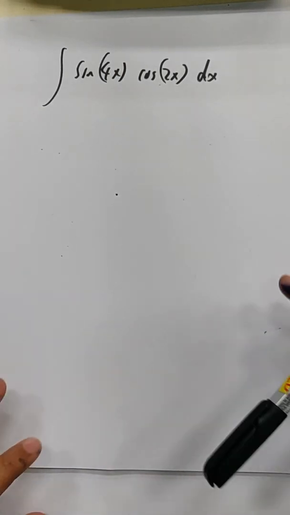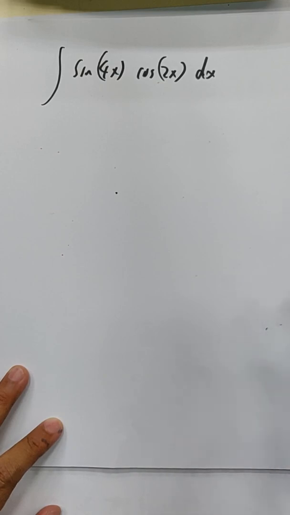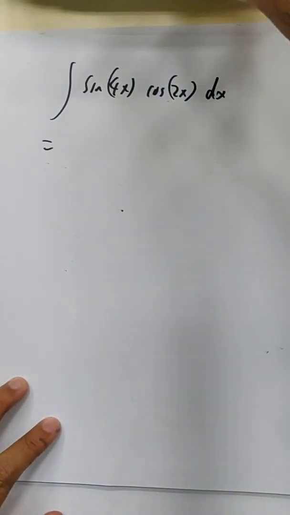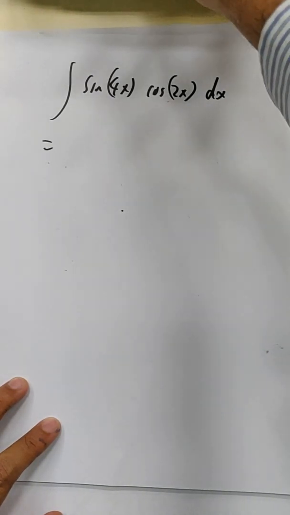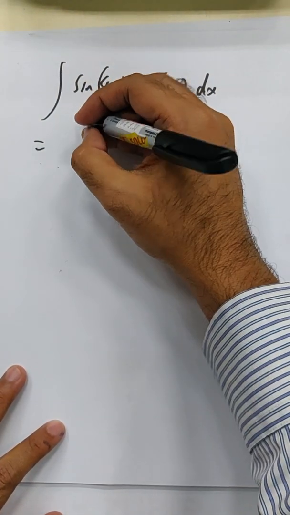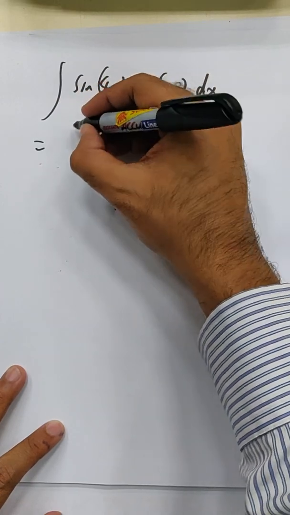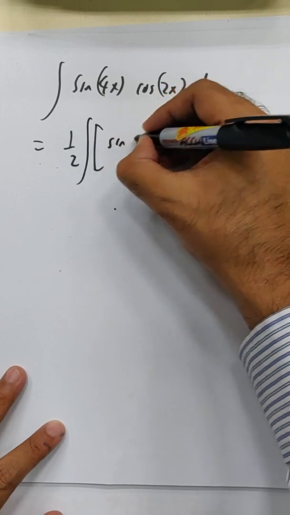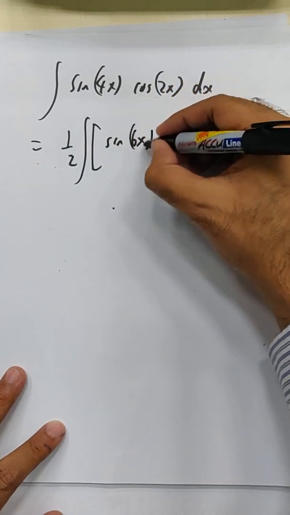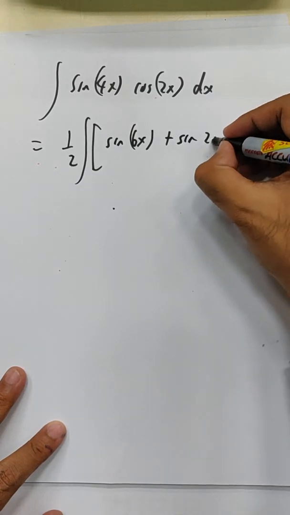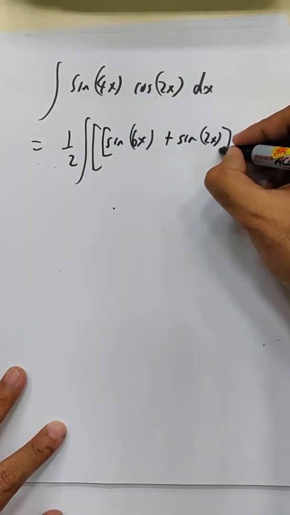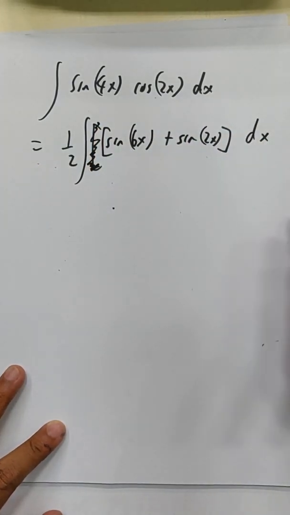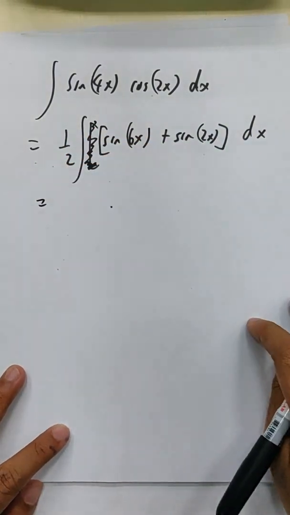My class has done it. I'm going straight to the answer. Okay, so the answer will be, okay, sorry. Okay, the answer will be, you're going to get something like this, am I right? Sine 6x plus sine 2x. Oopsie, too many brackets. Do you got the same things?